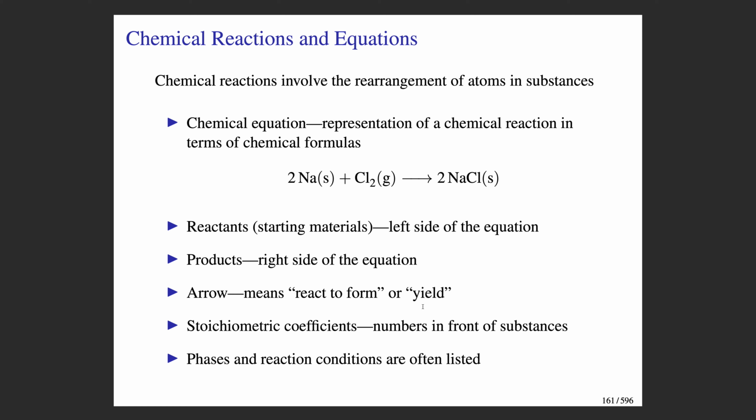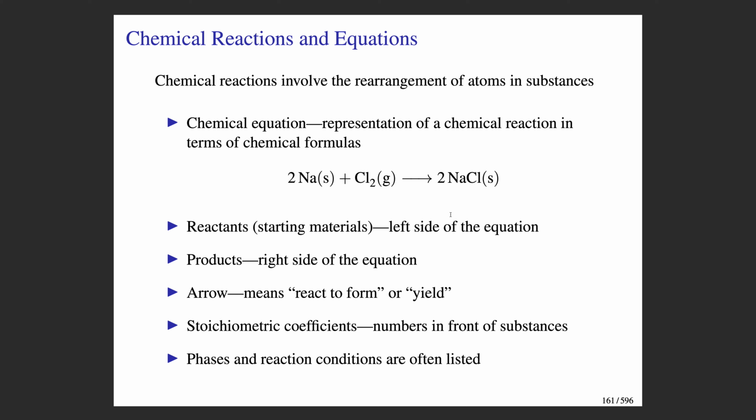So chemical reactions involve the rearrangement of atoms within a substance. So you have a transformation in the identity of one set of substances to form a new set of substances. And that is depicted in the chemical equation, which represents this transformation. So here's an example. We have sodium metal reacting with chlorine gas to produce sodium chloride as a solid. And so the parts here on the left of the arrow are called the reactants. The parts on the right-hand side are called the products. And the arrow means these species react to form, or sometimes you would say these reactants will yield these products.